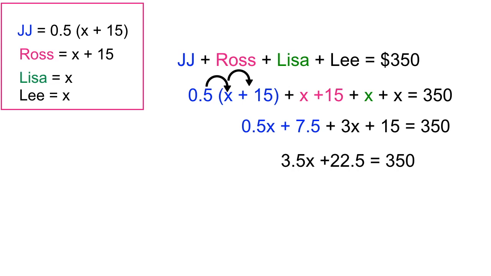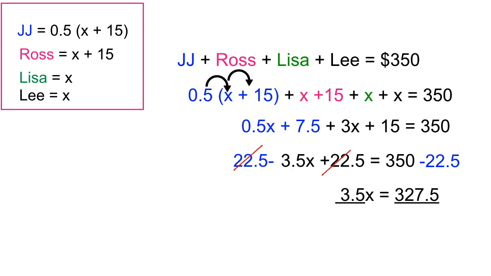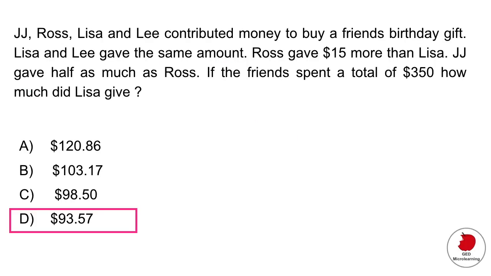So the way that we do it is by subtracting 22.5 from the left side, doing the same on the right side. And that's going to allow us to get rid of these two numbers. And then now we're left with this. And in order to isolate that x, you would divide by 3.5 on both sides. And that gives you that x is 39.57. Okay, and that is option D.